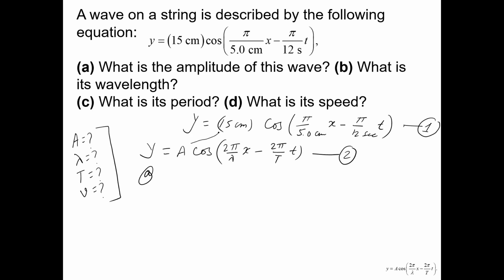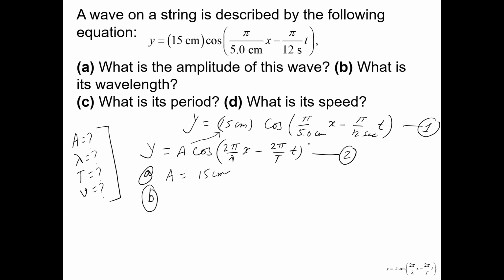Instead of A, there is 15 centimeter in our equation. So directly comparing these two equations, you get A is equal to 15 centimeters. The magnitude of the amplitude is 15 centimeters. So it oscillates from its mean position, positive 15 centimeter up and negative 15 centimeter down, which is the maximum displacement. Now, second one, we have to calculate the wavelength.